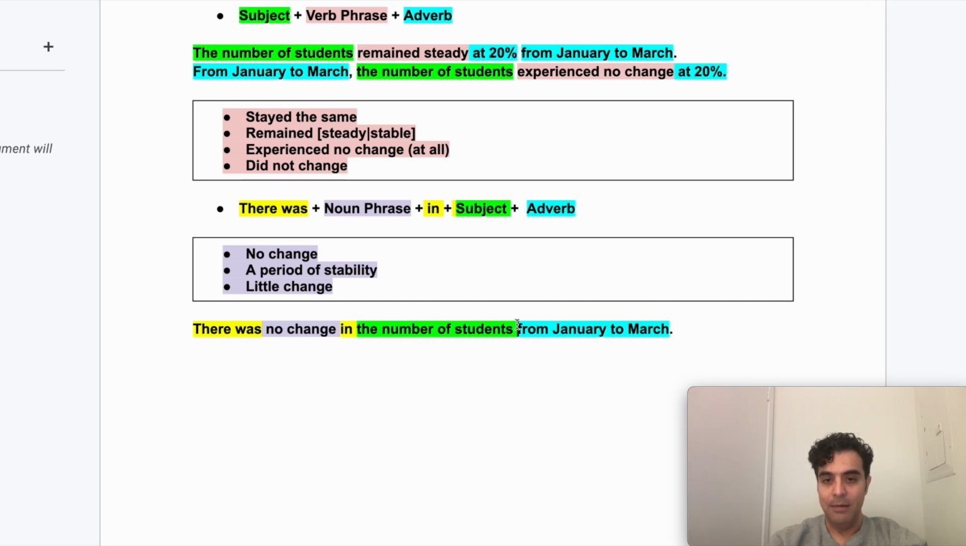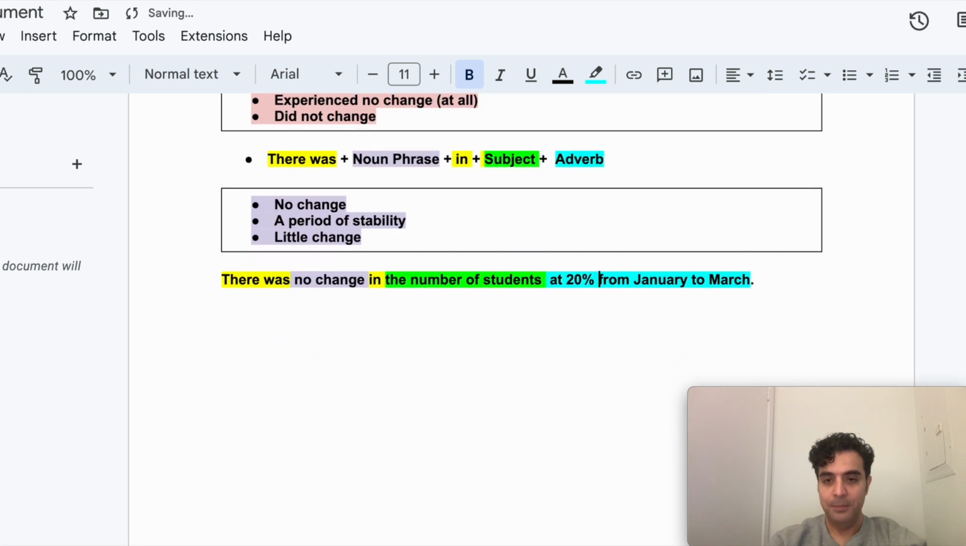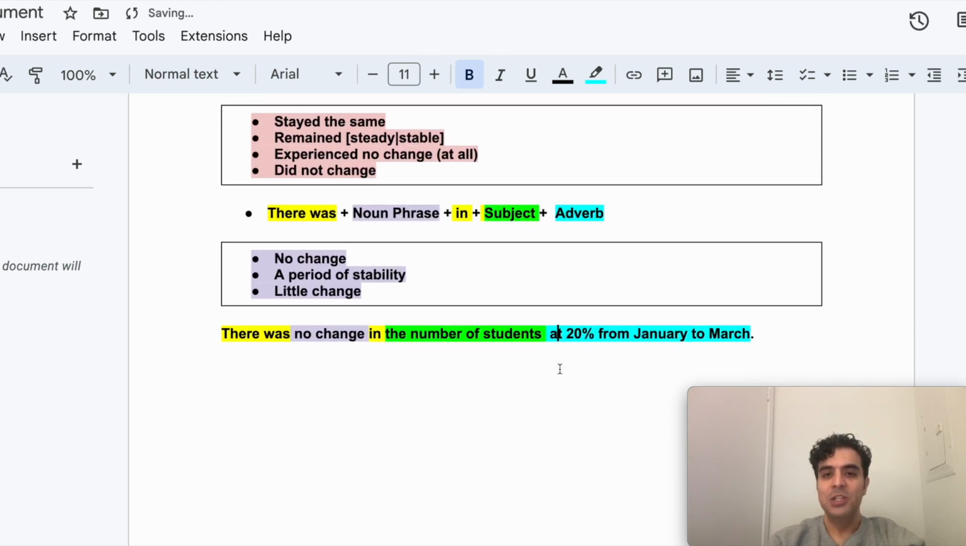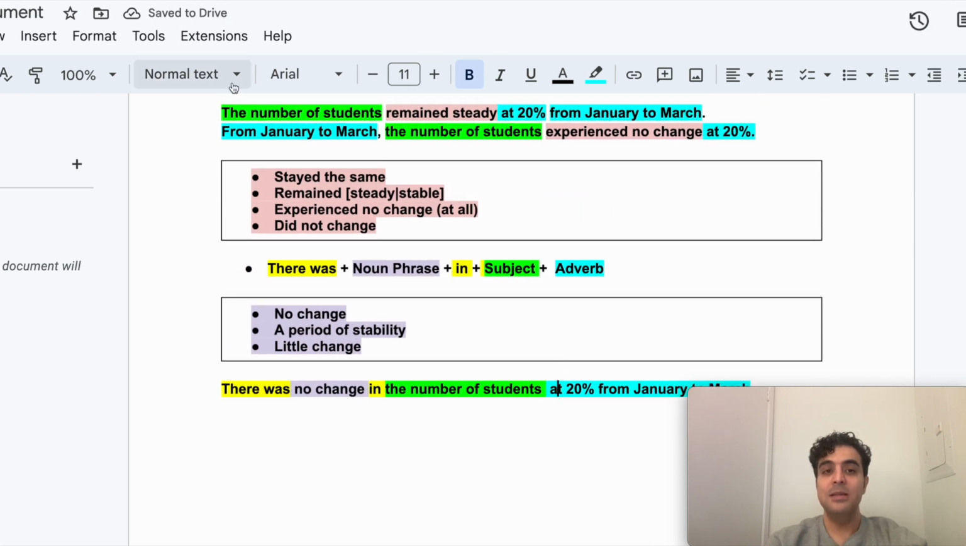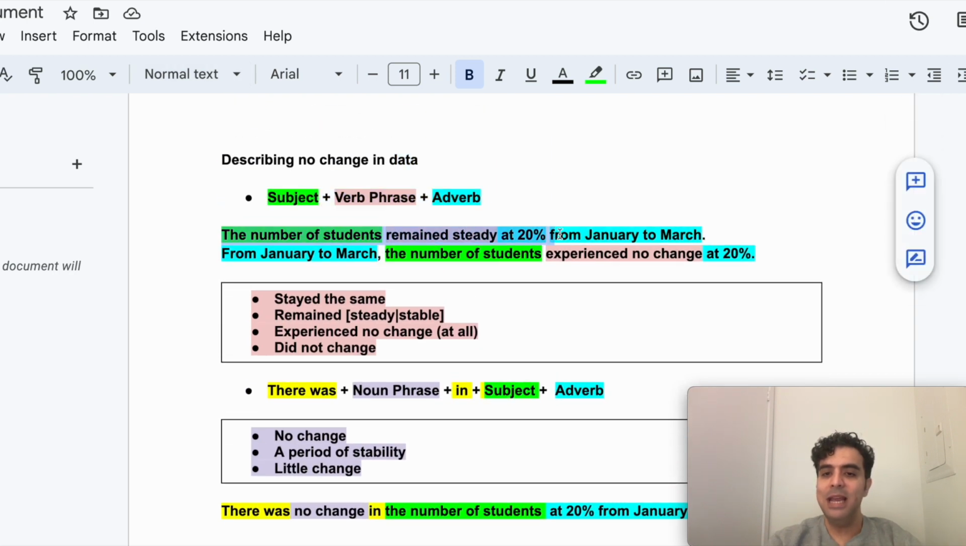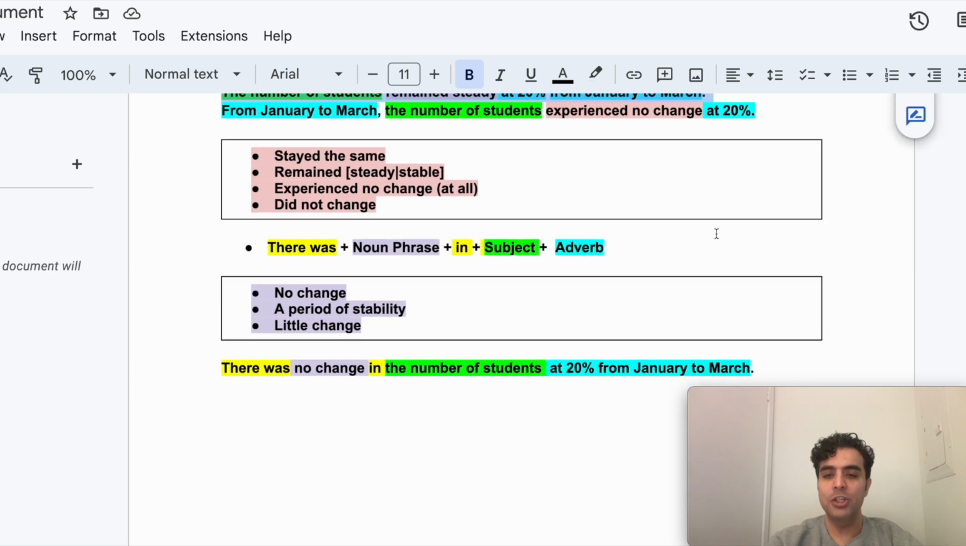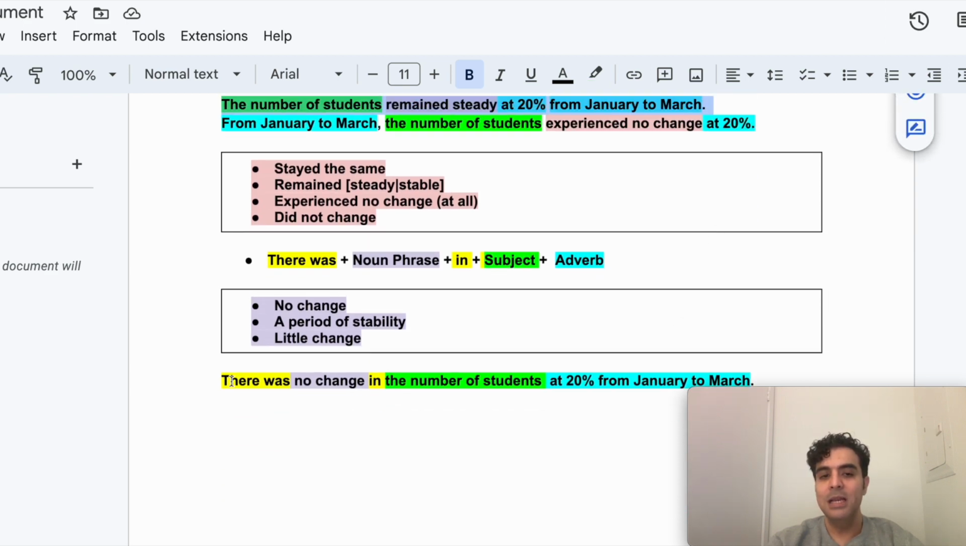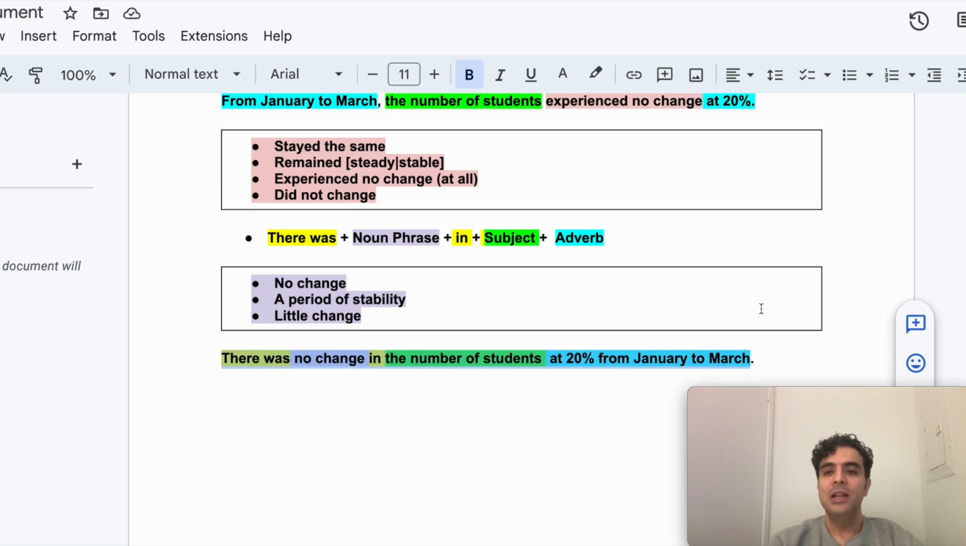I can place both adverbs here next to each other. So let's see. The original sentence in the verb phrase style was: the number of students remained steady at 20% from January to March. The noun phrase equivalent is: there was no change in the number of students at 20% from January to March.